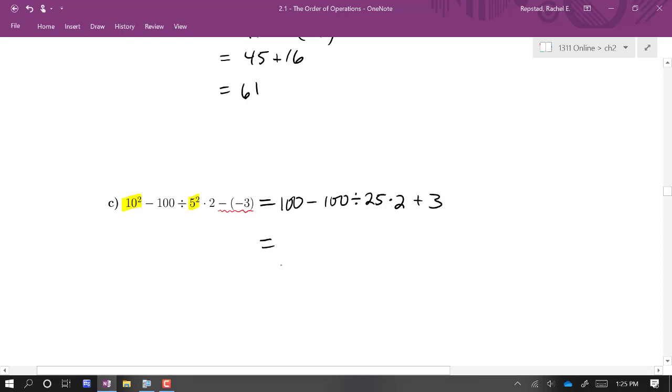Now, we've taken care of the exponents. What comes next is multiplication and division, but it's multiplication and division as they appear left to right. So the very first thing we're going to do next is this division, because that's what appears first, left to right. 100 divided by 25 is 4. Then we can do the multiplication.